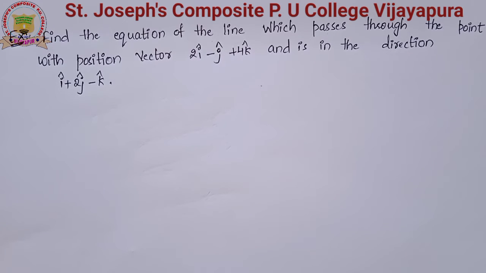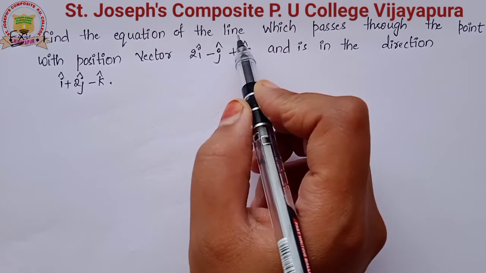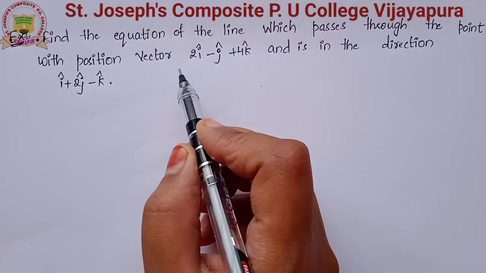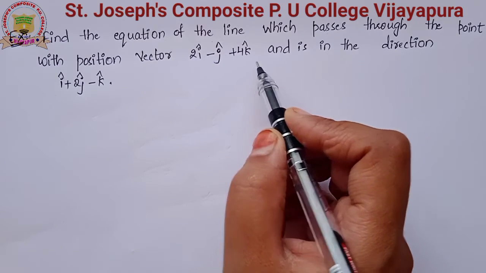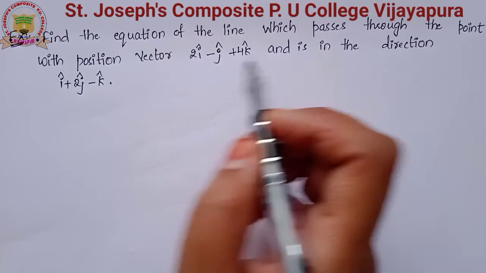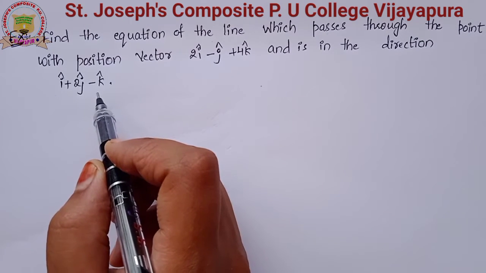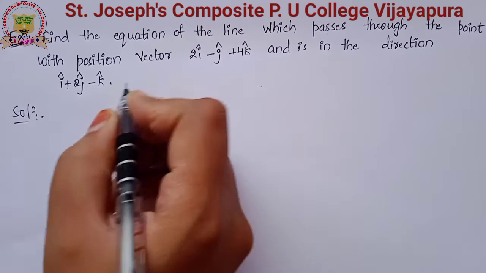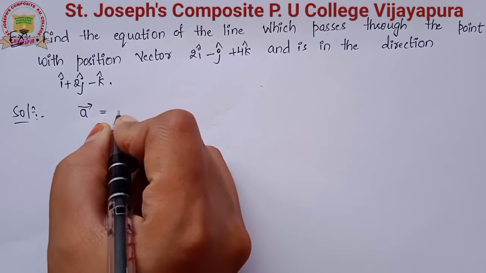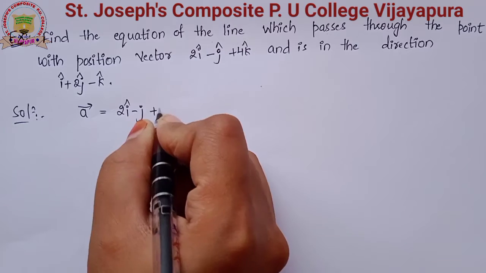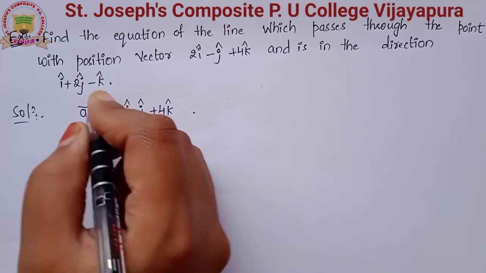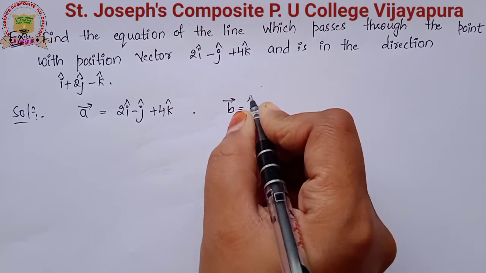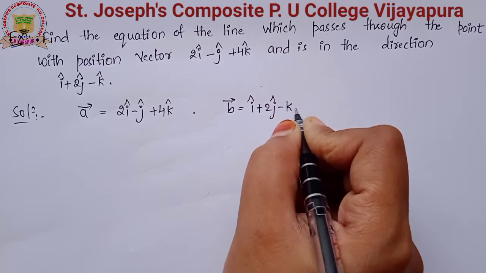Our next problem is, find the equation of the line which passes through the point with position vector 2i - j + 4k and is in the direction of i + 2j - k. Here we have a vector equal to 2i - j + 4k, and the direction vector b vector is equal to i + 2j - k.